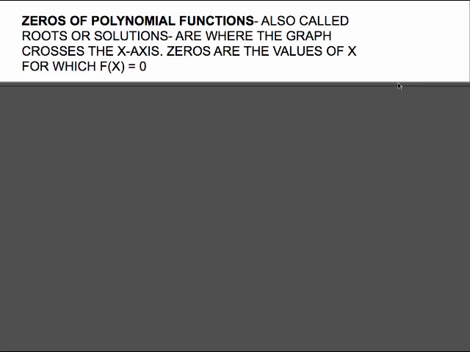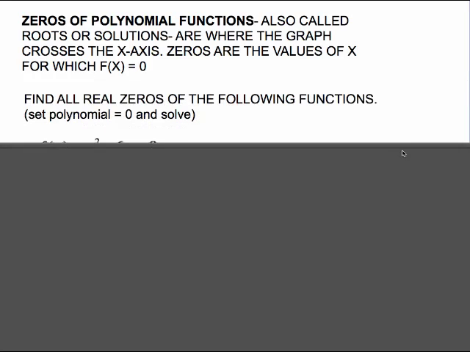This is the second video in our series on graphing polynomial functions. The next part deals with zeros of a polynomial function. This is an important skill in being able to graph the function. So the zeros of a polynomial function, they're also called roots or solutions. That's where the graph crosses the x-axis. The zeros are the values of x for which f of x equals 0.